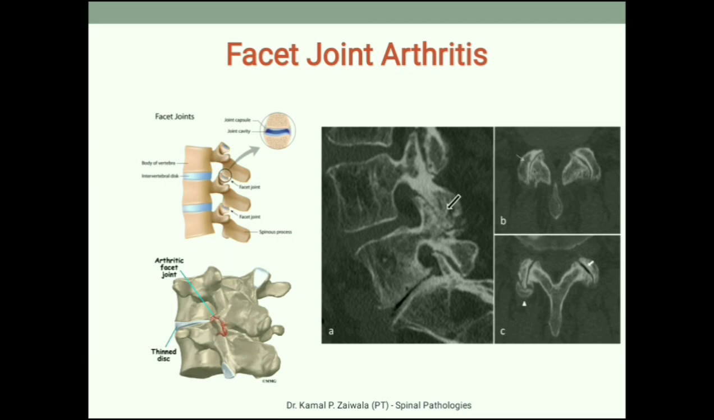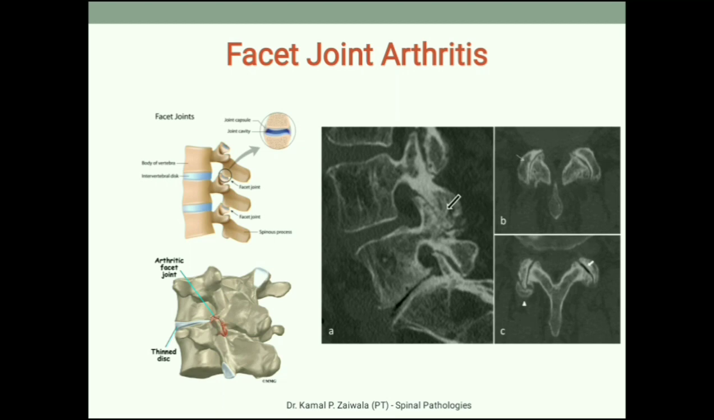The image on the right hand side is the CT of the lumbar spine. In image B, we can see that there is a reduced articular space in the facet joint, whereas in figure C, we can appreciate that there is hypertrophy of the facet joint present.